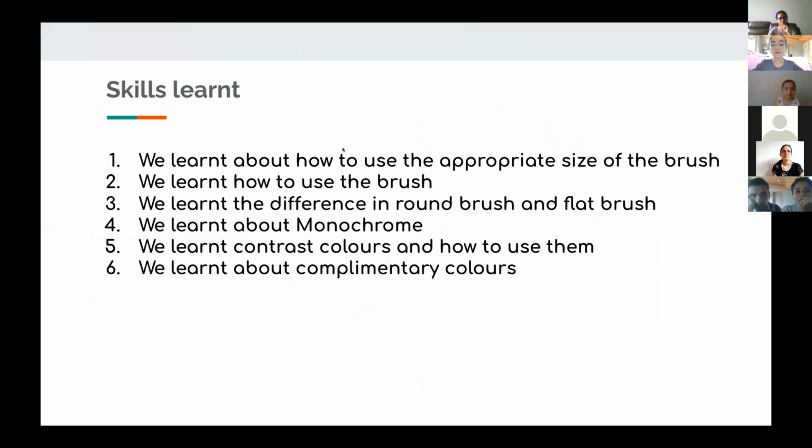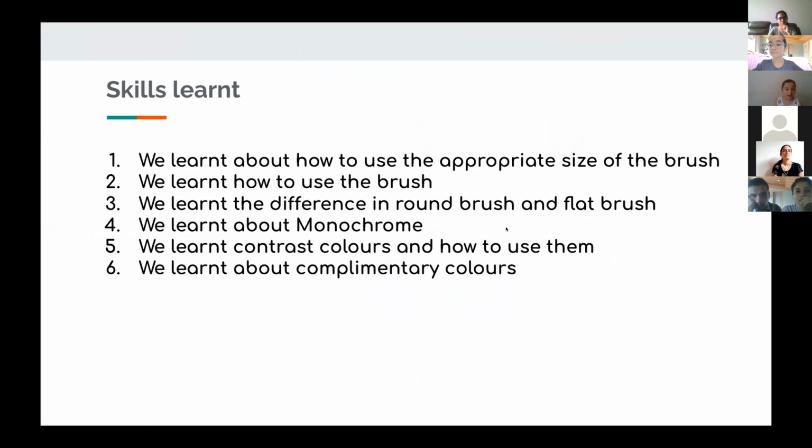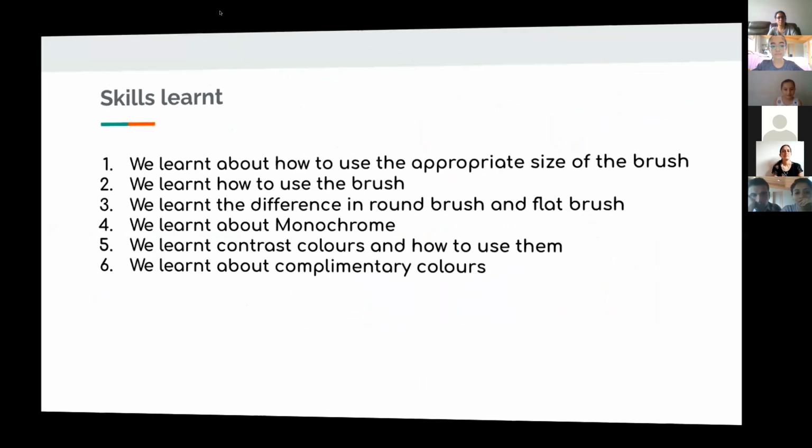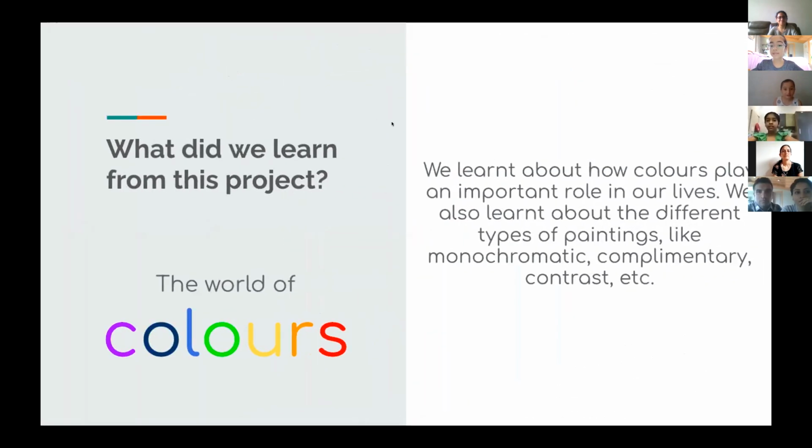We learned how to use the appropriate size of the brush. We learned how to use the brush. We learned the difference between round brush and flat brush. We learned about monochrome, we learned contrast colors and how to use them, and we also learned about complementary painting. Complementary colors. We learned how colors play an important role in our lives. We also learned about the different types of paintings like monochromatic, complementary, contrast, etc.